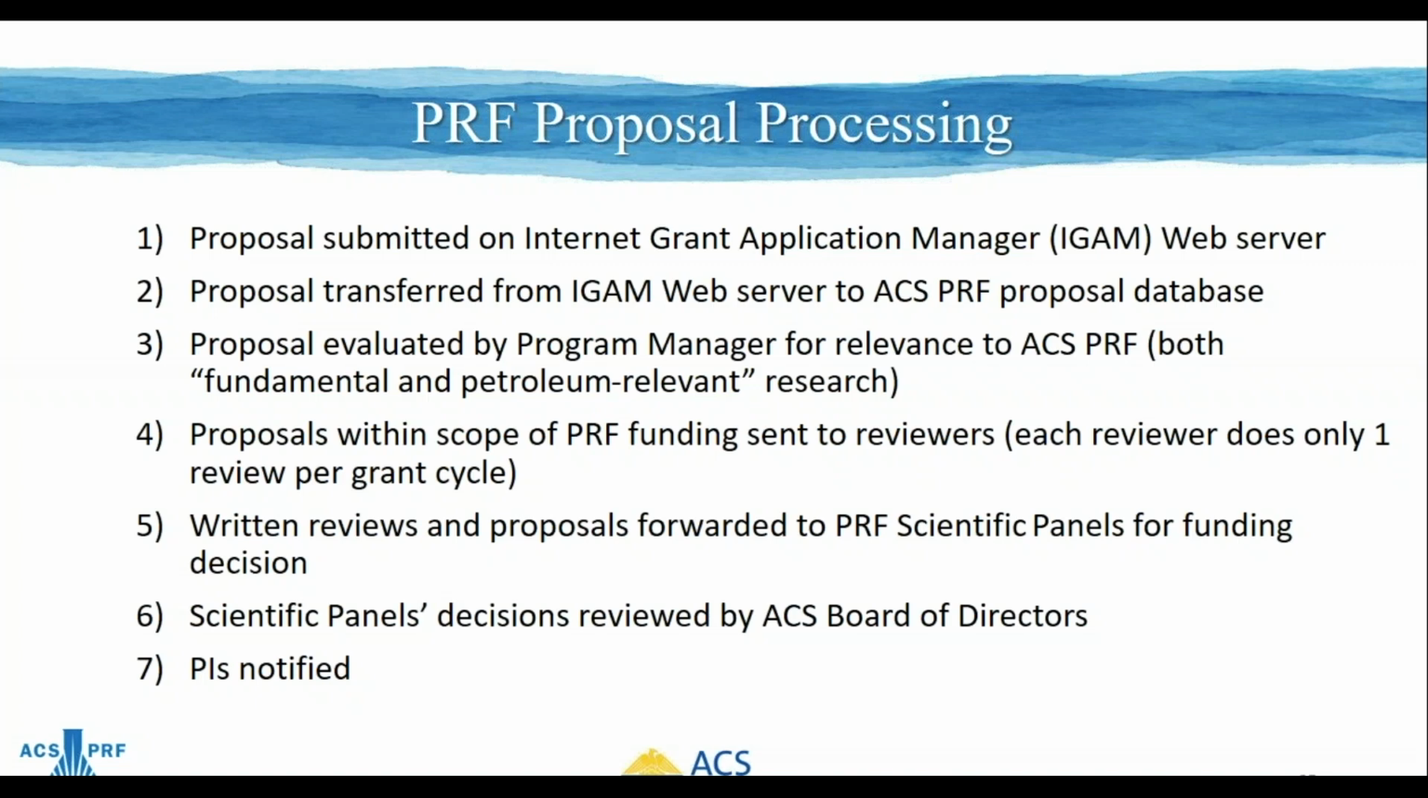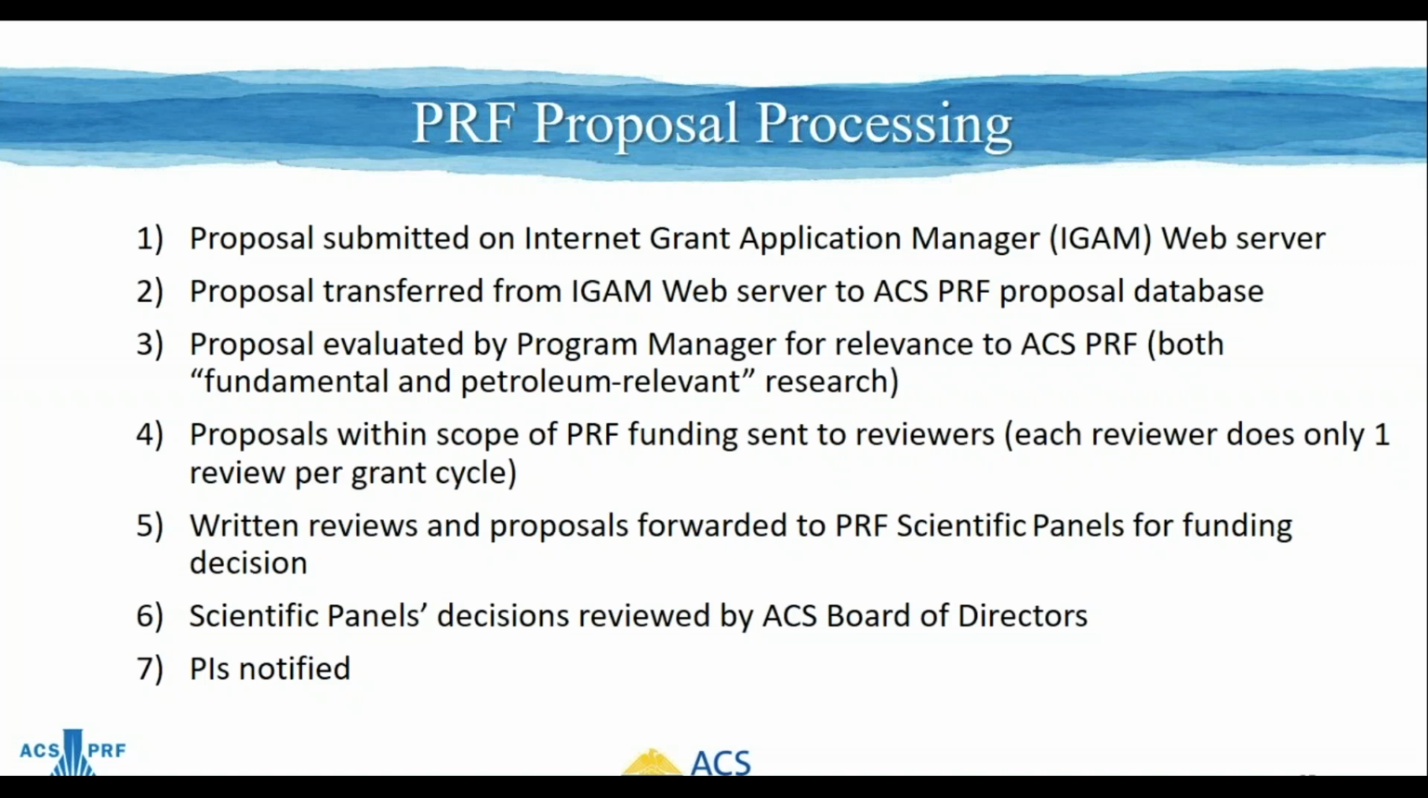And so we want to get them the best reviews that we can. We try to get them 3 reviews from 3 different people so that they have that information to help refine either their grant writing skills or their ideas to make it more fundable if it's not funded.